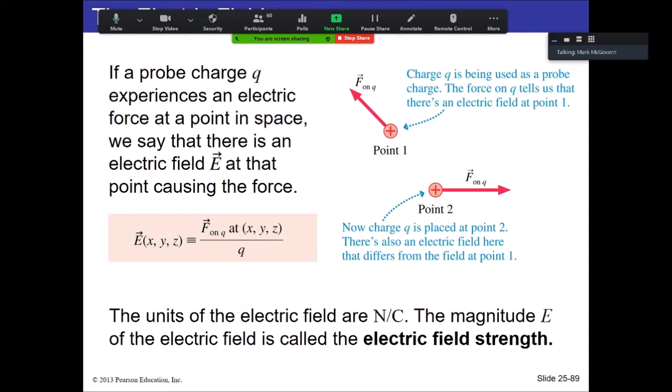Now, the units of this are exactly what you might expect, newtons per coulomb. That is not the only unit that we will have for electric field. Later in the class, when we develop energy ideas, we will introduce a slightly different unit. Also note that this is a vector quantity, and that vector quantity will always be aligned with the force vector. So for example here, if we have an electric field and the force points to the right, the electric field will also point to the right.